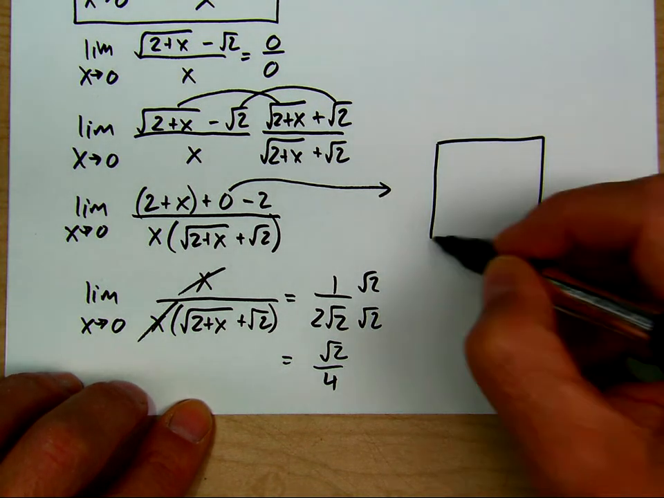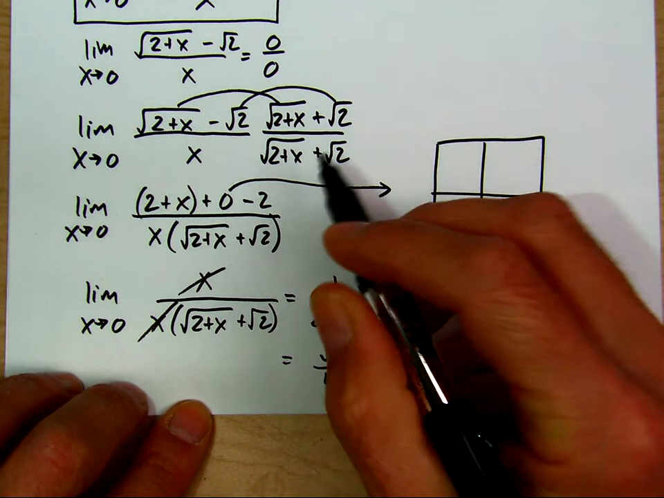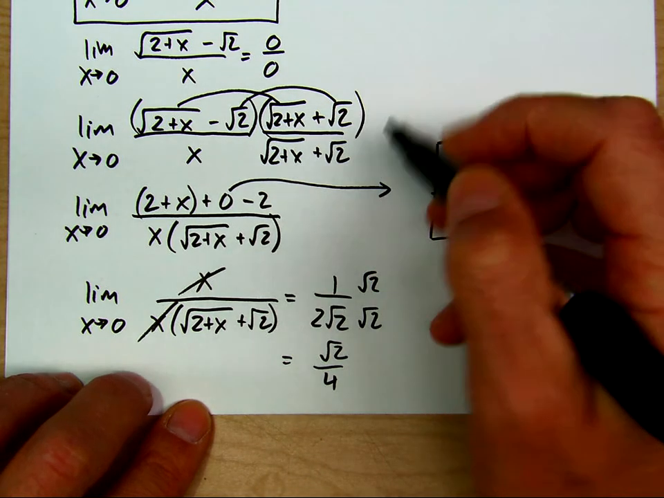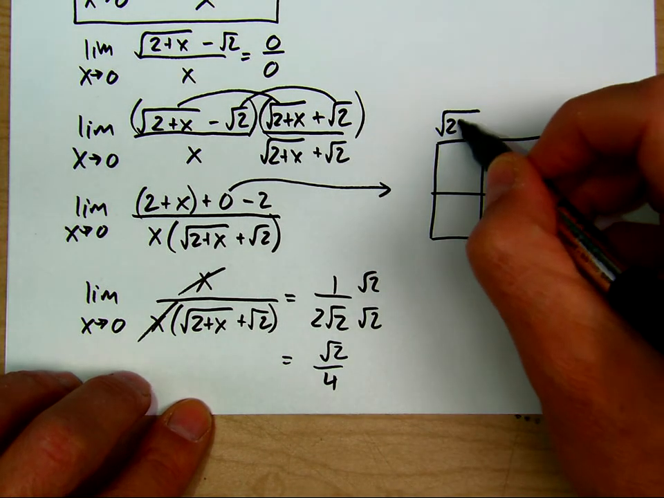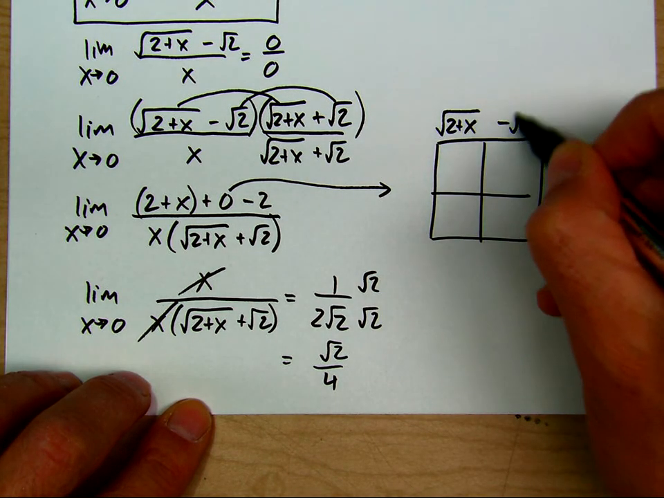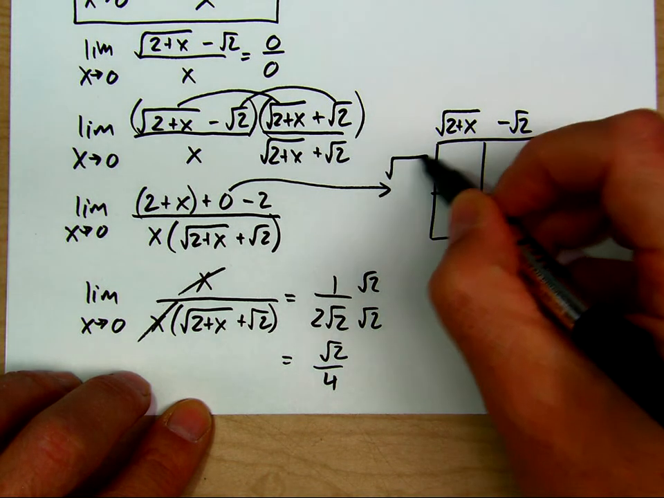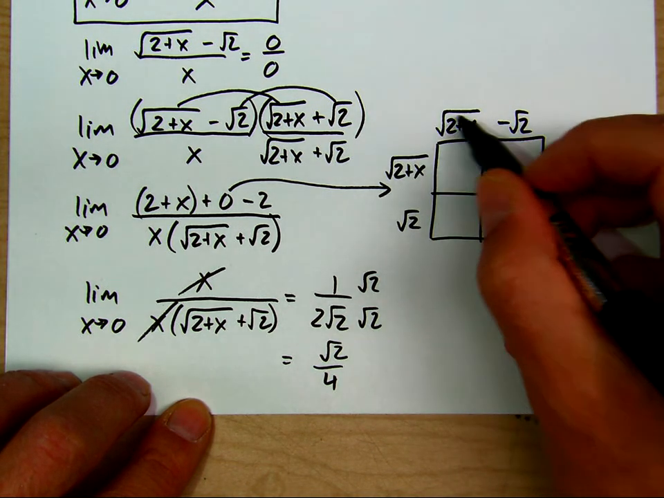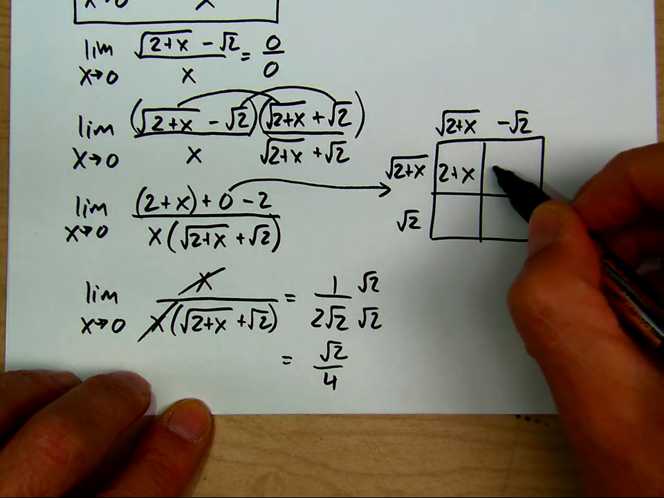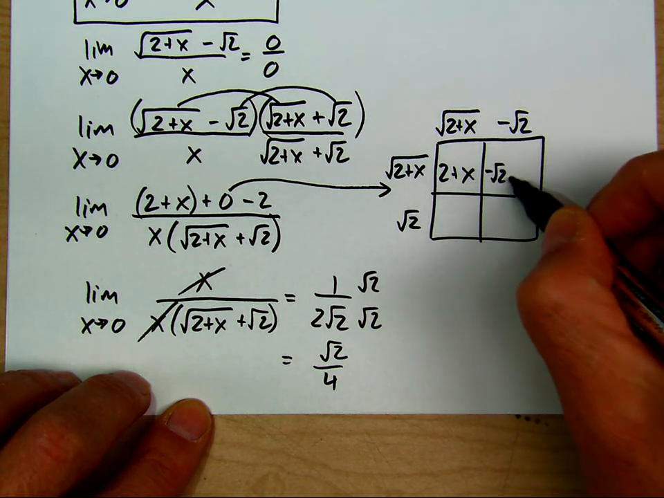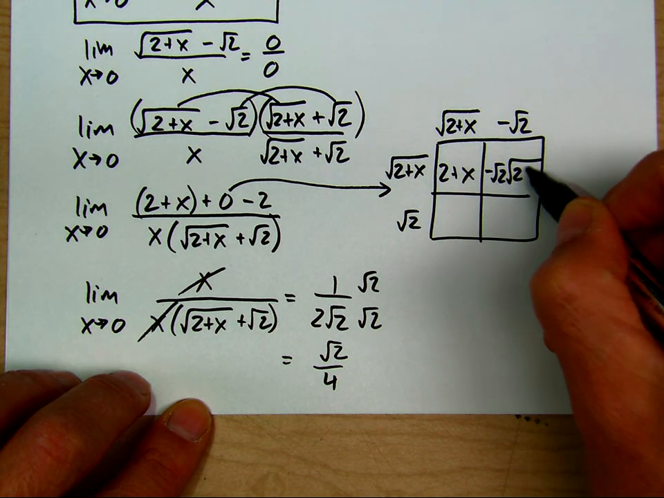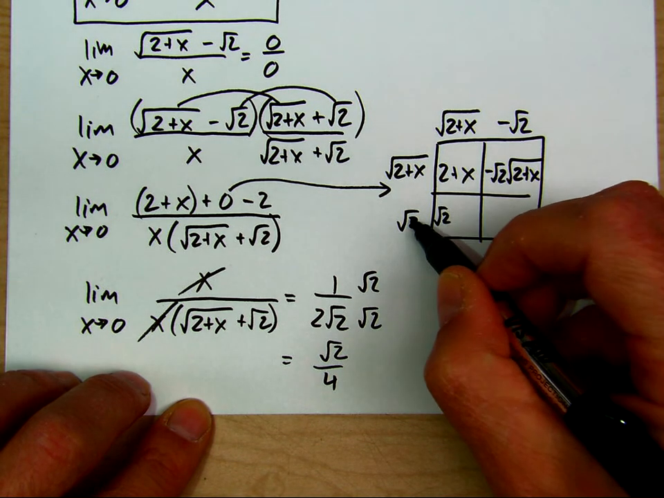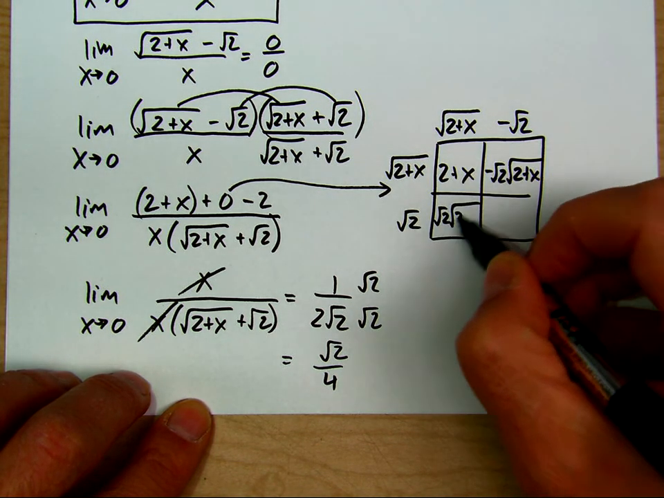you could write it like this. And we're multiplying all of this times all of that. So this would be 2 plus x minus radical 2, 2 plus x plus radical 2. Multiplying these, we get that. Over here we'll have negative radical 2, and then radical 2 plus x. Here's positive radical 2 times radical 2 plus x.